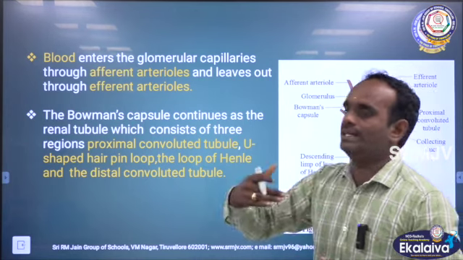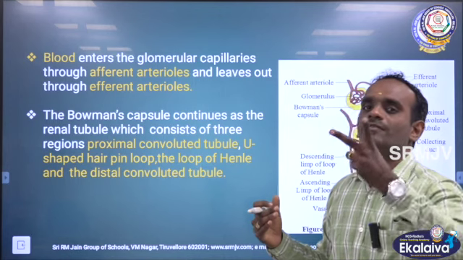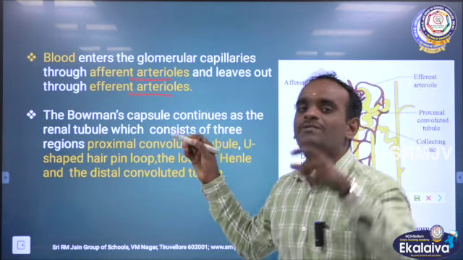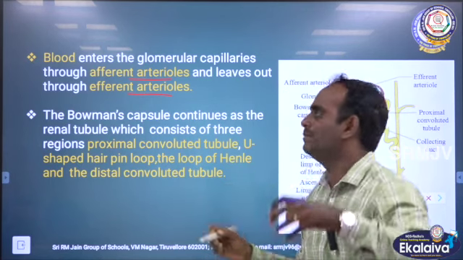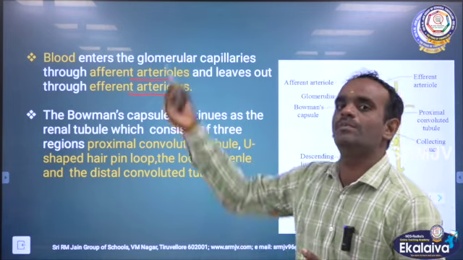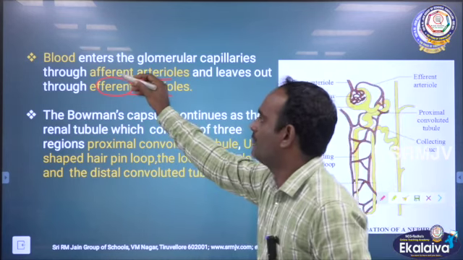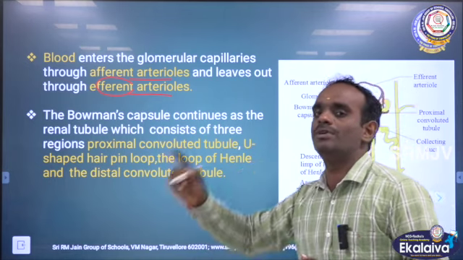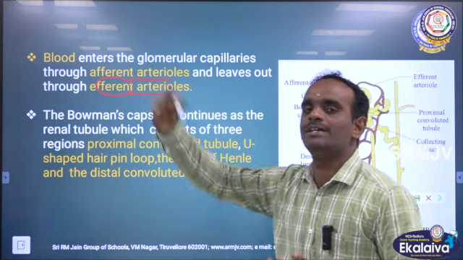Then, blood enters into the glomerular capillaries through two different types of blood vessels. One is afferent arterioles and another one is efferent arterioles. Blood entering the glomerulus is through afferent arterioles. Blood going out from the glomerulus is through efferent arterioles. So there will be a difference, afferent and efferent. Afferent means to the kidney, to the glomerulus, to the nephron. Efferent means from the glomerulus, from the nephron.